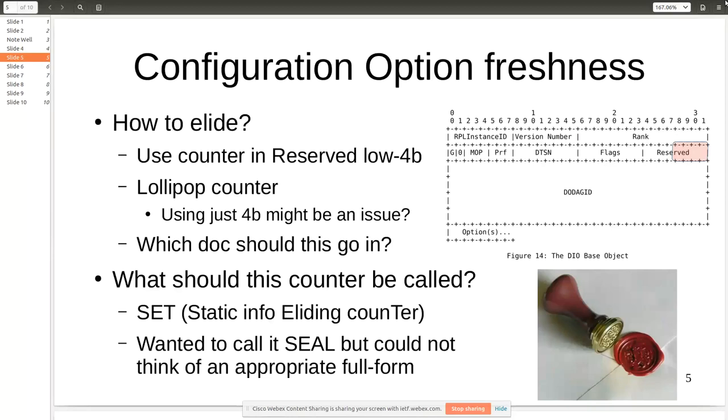Continuing. Right now I'm calling this counter a set counter, but I really wanted to call it a seal counter, but I couldn't think of an appropriate full form. If you can think of one, it will be great. If we call it a seal counter, then we know how it operates: it seals the information for the specified value unless the next seal is applied. I wonder if someone can come up with a good full form for seal. Anyway, it's not a technical issue. For the purpose of this slide, I'm just calling it a set counter. Can we go to the next slide?